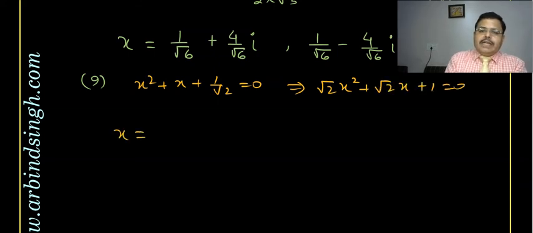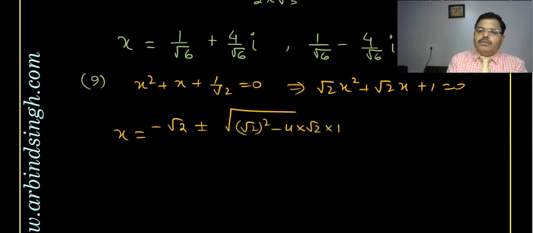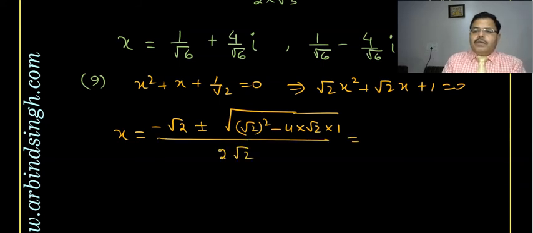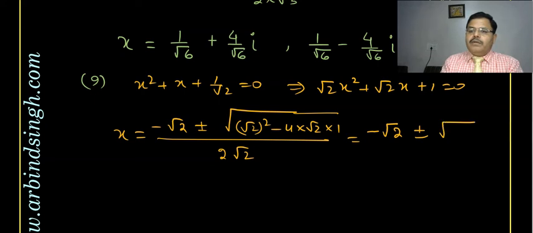And so x can be written as minus root 2 plus minus under root of (minus root 2) whole square minus 4 into a, which is root 2, into c, divided by 2 root 2. So it will be better to write: minus root 2 whole square is 2, and 2 minus 4 root 2. So it will be under root 2 minus 4 root 2, divided by 2 root 2.